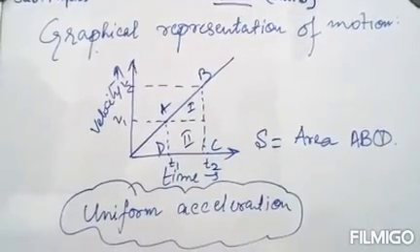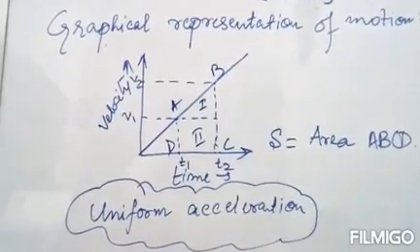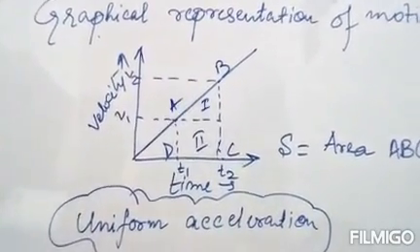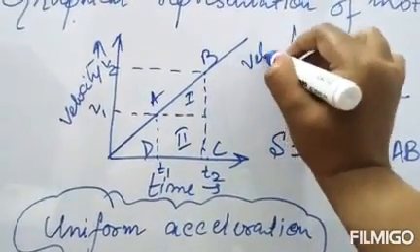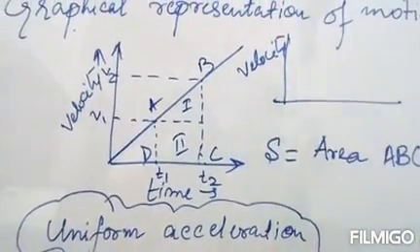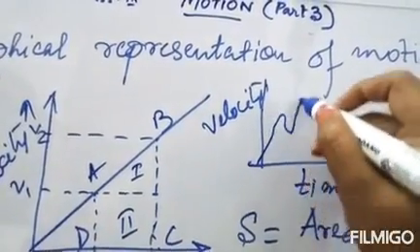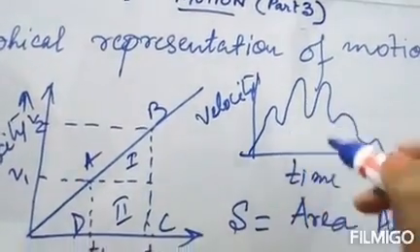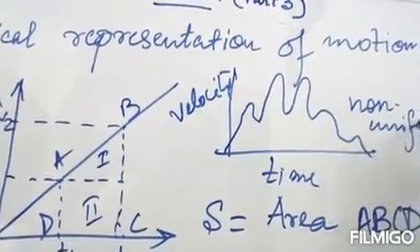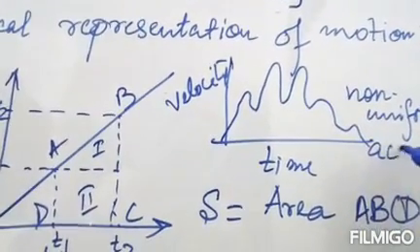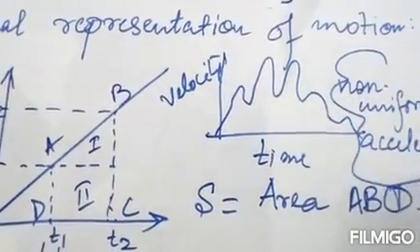This is the case of uniform acceleration. And what is the case of non-uniform acceleration? That means velocity will change anyhow. So this is the case for non-uniform acceleration. There is no uniformity in the magnitude of velocity.